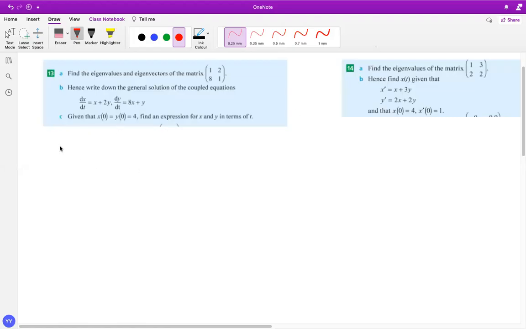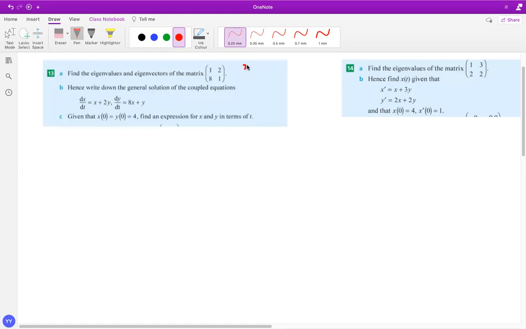Hi, in this video, I'm going to cover some of the solved examples on linear coupled differential equations. I have covered the concepts already in my previous video. I'm just going to quickly write in the formula that I'm going to use to solve for x and y.